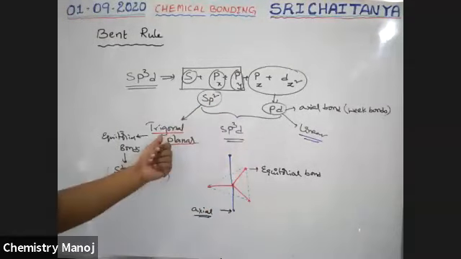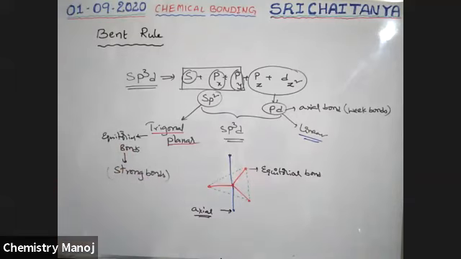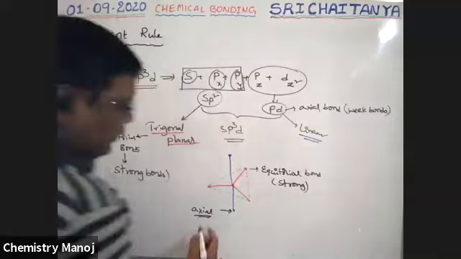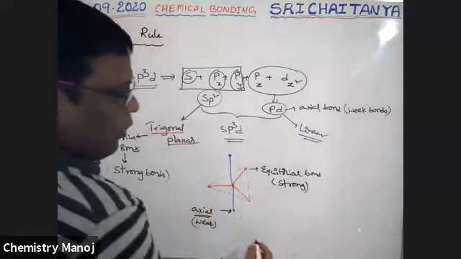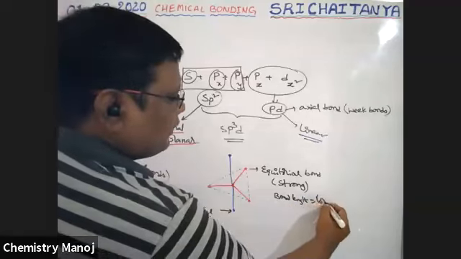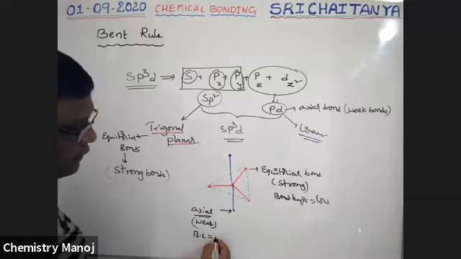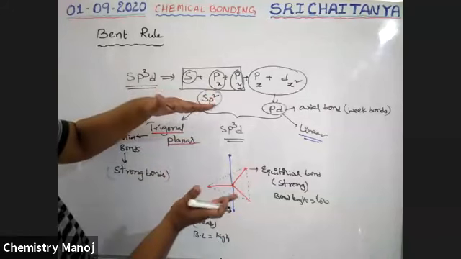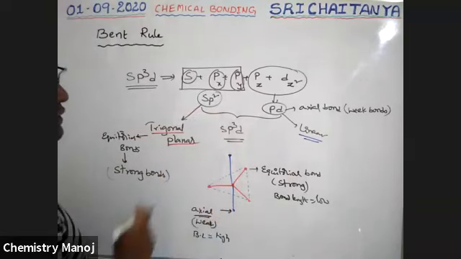So the sp2 combination gives trigonal planar, which gives equatorial bonds, and those equatorial bonds are strong. Finally, these equatorial bonds are strong and these axial bonds are weak. Why, sir, are these weak? Because the bond length here is low, that means it is a shorter bond, but the axial is a longer bond. As the distance between the atoms increases, that bond is weak and easy to break. That is why it is a weak bond, and the other is a strong bond.